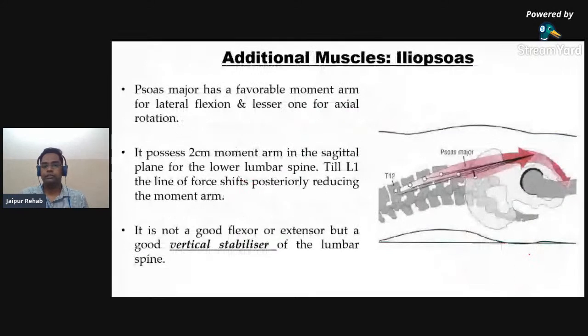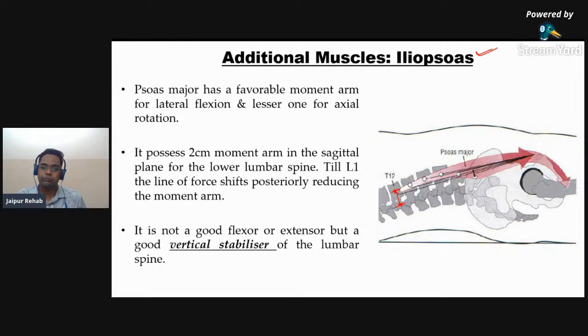Coming on to the additional muscles of the iliopsoas. Iliopsoas is a very important muscle. It arises from the transverse processes of T12 or L1 and L2, L3, L4, and also from L5, and further it blends with iliacus and gets attached to the lesser trochanter, making it a very potential flexor for the hip joint. But it is quite close to the axis. If you can see that if my axis of rotation is this, it is taking an attachment here.